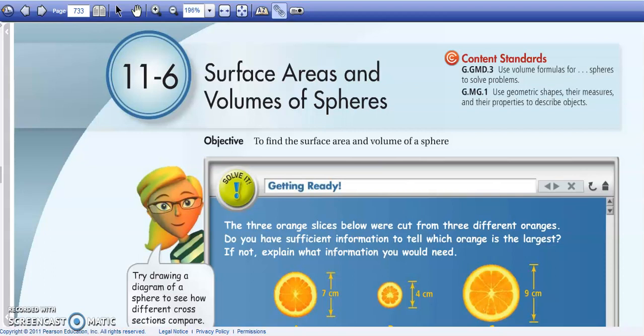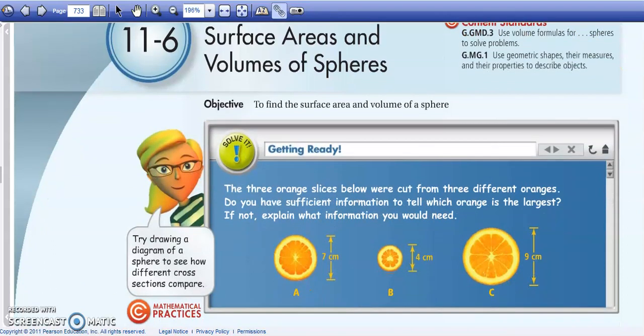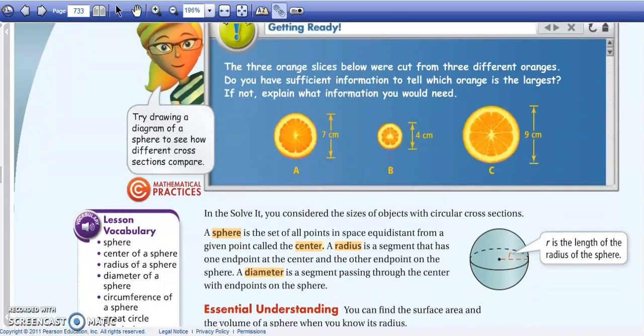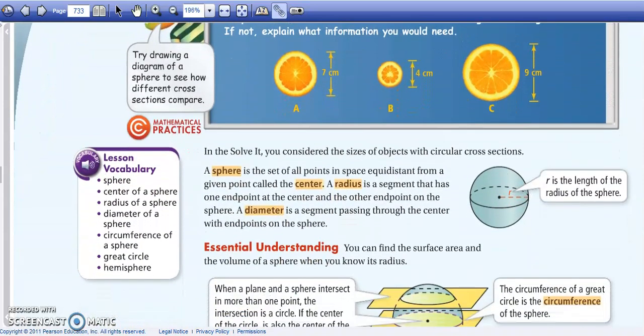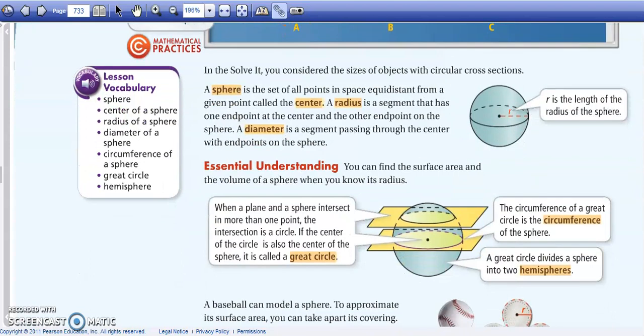Okay, let's finish the topic for the test. This lesson is 11.6 for surface area and volume of spheres. The sphere has particular formulas. Because it's related to the circle, the sphere has a center, a radius, and the diameter, that is from one side to another, crossing the center.